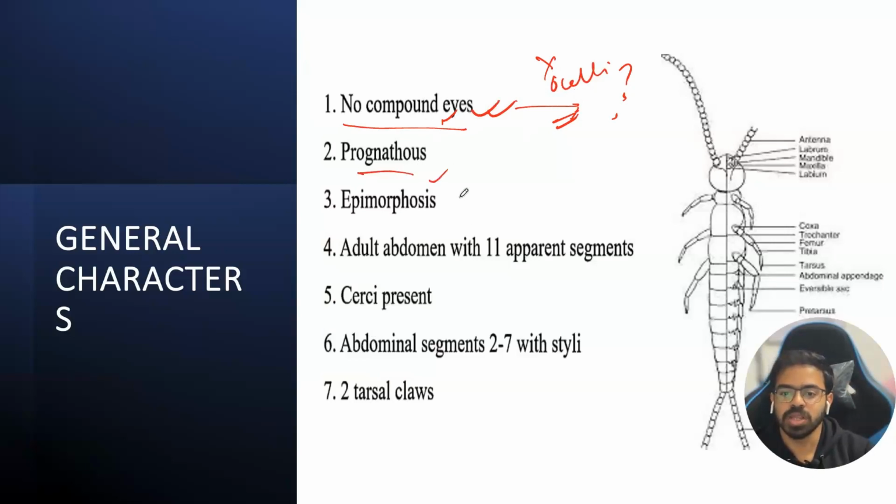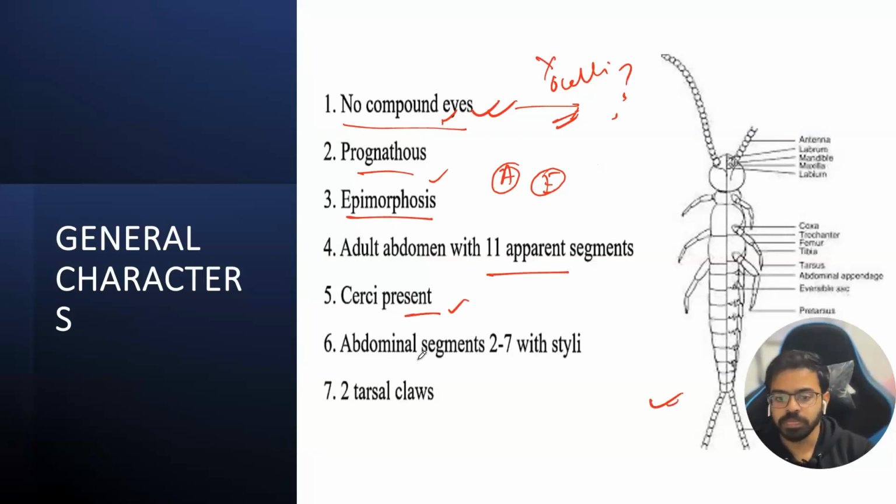The head is prognathous. Then epimorphic development. If you know anamorphosis, then you should know epimorphic development. Epimorphic development means during each molting, the number of segments is not increased or decreased. It is similar throughout each molting. Then 11 apparent segments, cerci are present.